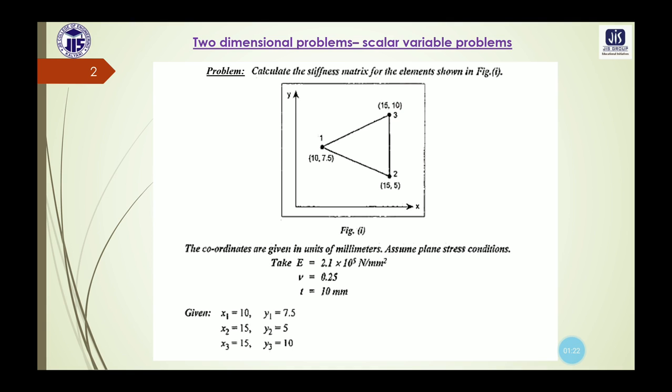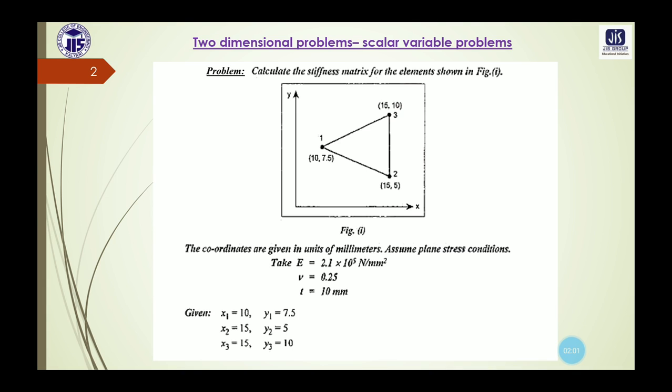So the first numerical states that we need to calculate the stiffness matrix for the element which is shown in this figure 1. The coordinates here are given in units of millimeters, and we need to assume plane stress conditions. The value of Young's modulus is given as 2.1 times 10 to the power 5 Newton per millimeter square. Then the value of nu is given as 0.25, and the thickness is given as 10 millimeter.